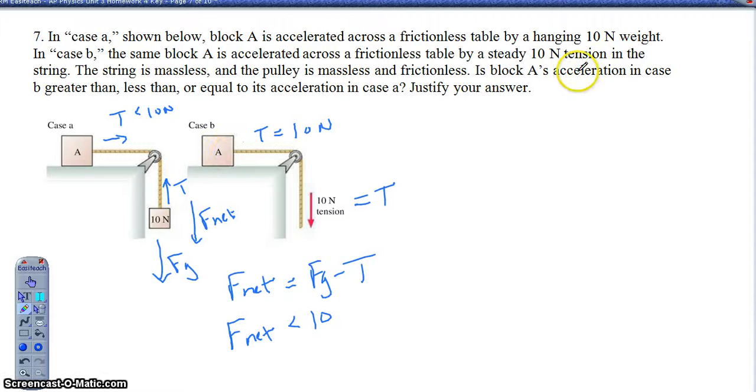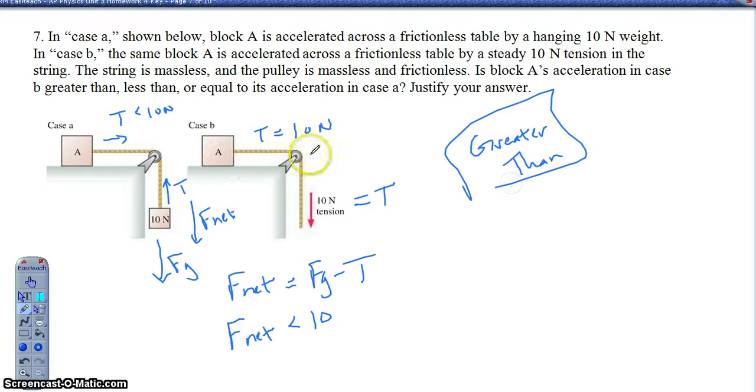So is block A's acceleration in case B greater than, less than, or equal to case A? Well, it's greater than, right? The correct answer again is greater than, because I know that I've got a stronger overall tension and overall force acting on block A in case B as opposed to case A.